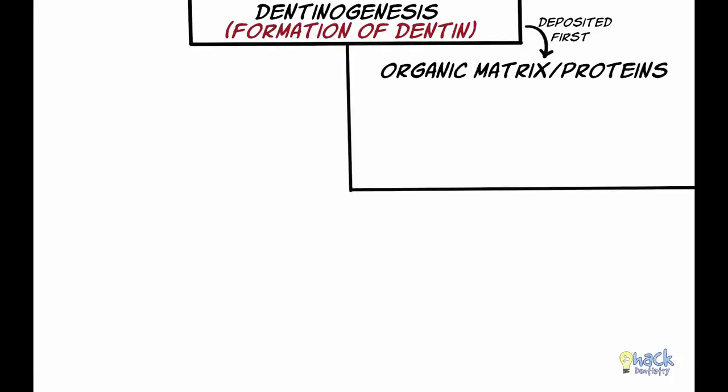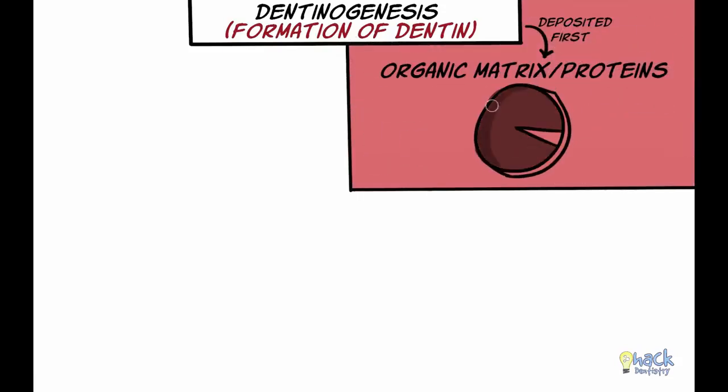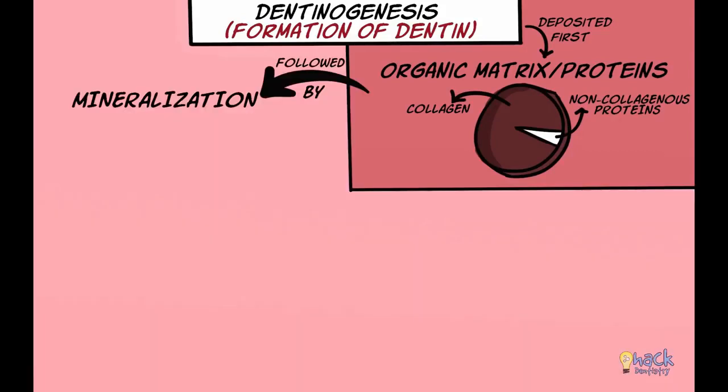Dentinogenesis is the process of formation of dentine. It starts off with the deposition of predentine, which is an unmineralized organic matrix comprising majorly of collagen and a tiny fraction of non-collagenous proteins. This is followed by mineralization of the organic matrix, thus forming dentine.